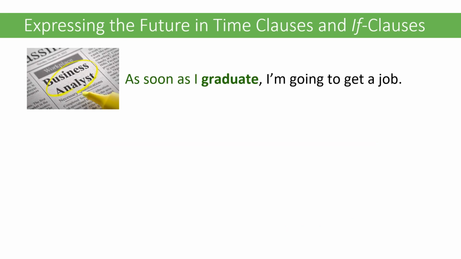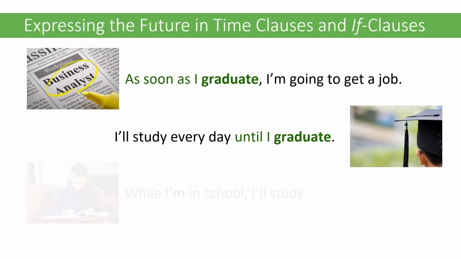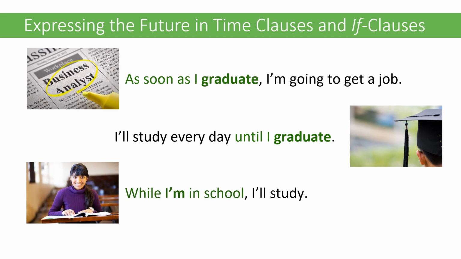As soon as I graduate, I'm going to get a job. I'll study every day until I graduate. While I'm in school, I'll study. So notice in each one of these time clauses, we're using the simple present, simple present, simple present, even though in the main clause, we have the future.